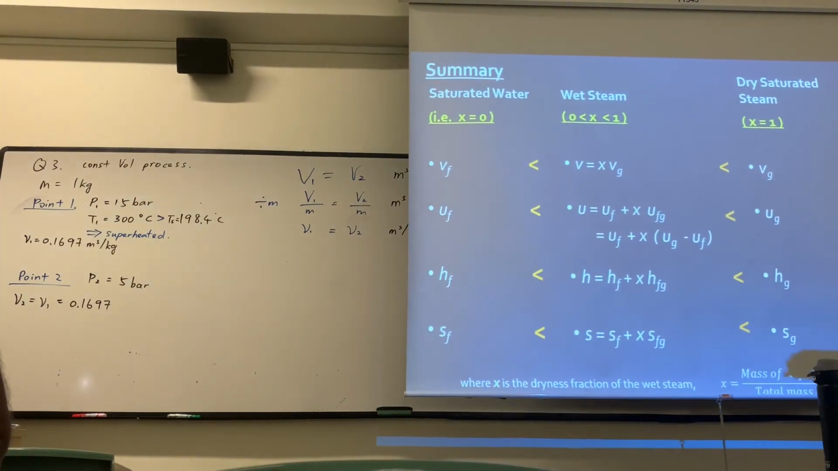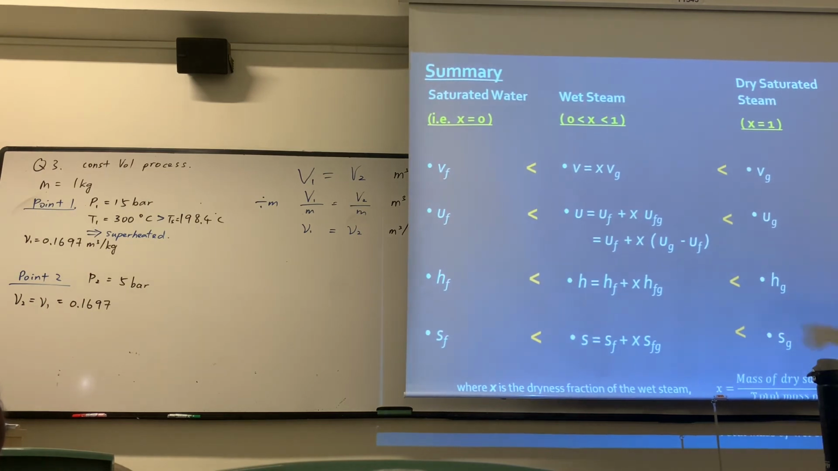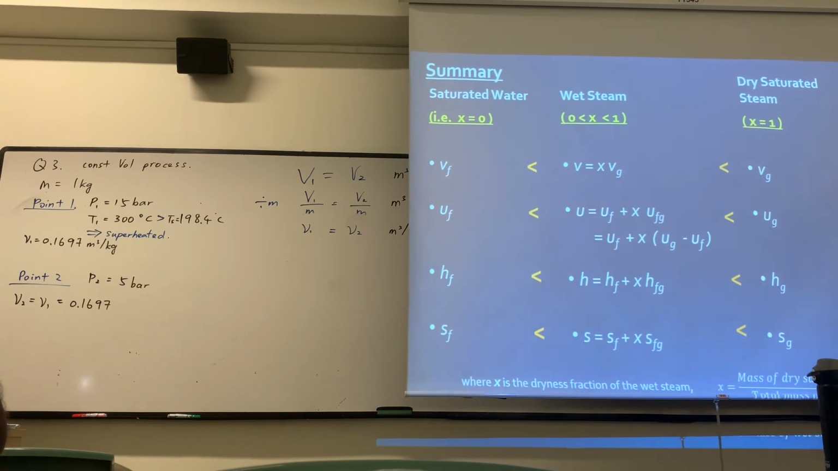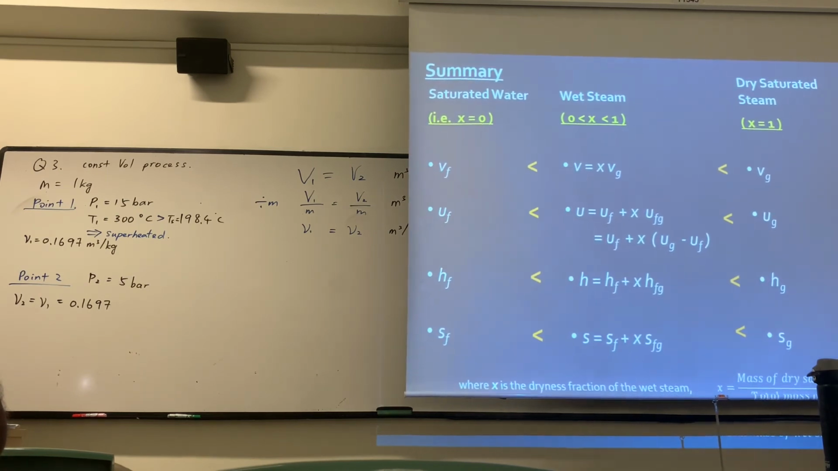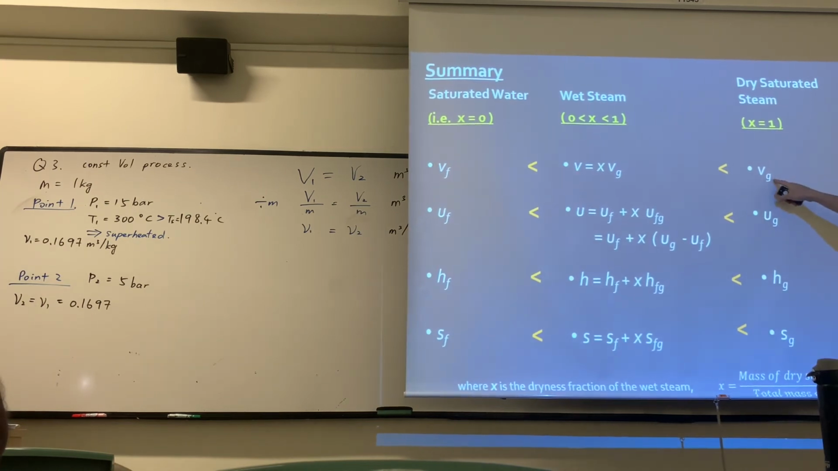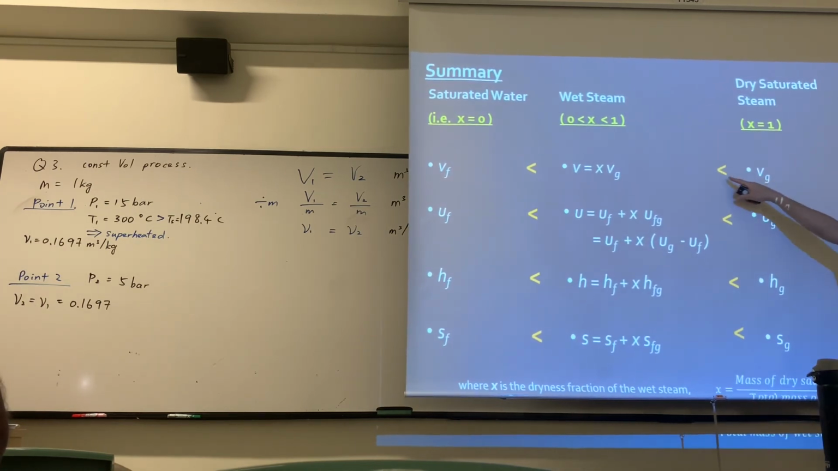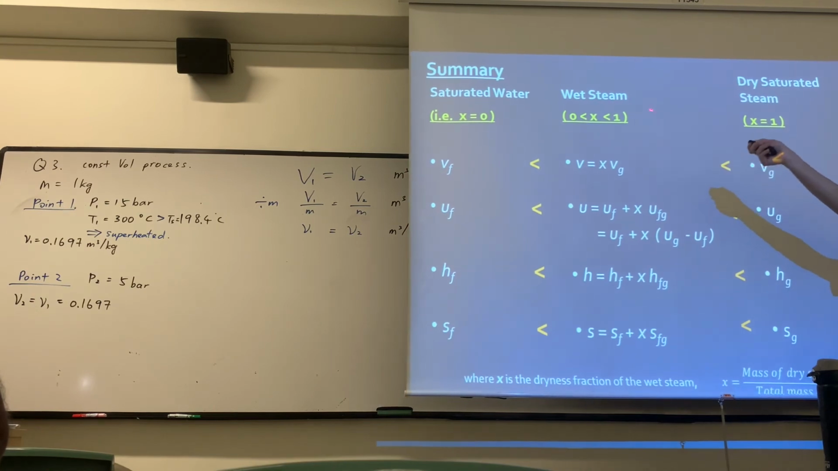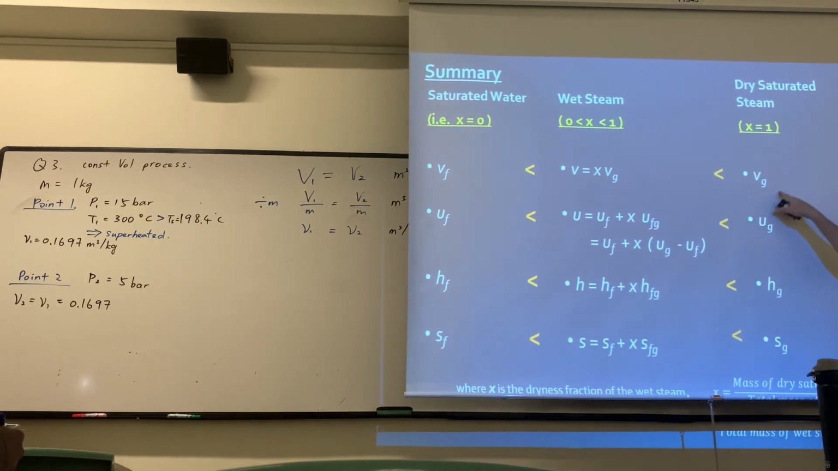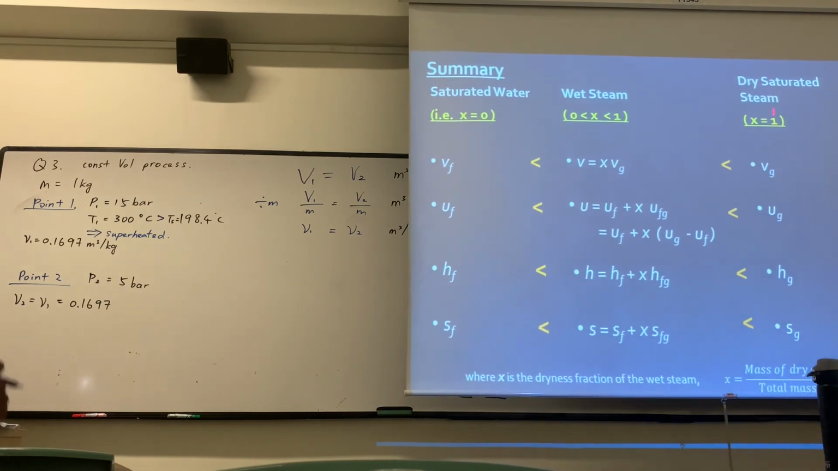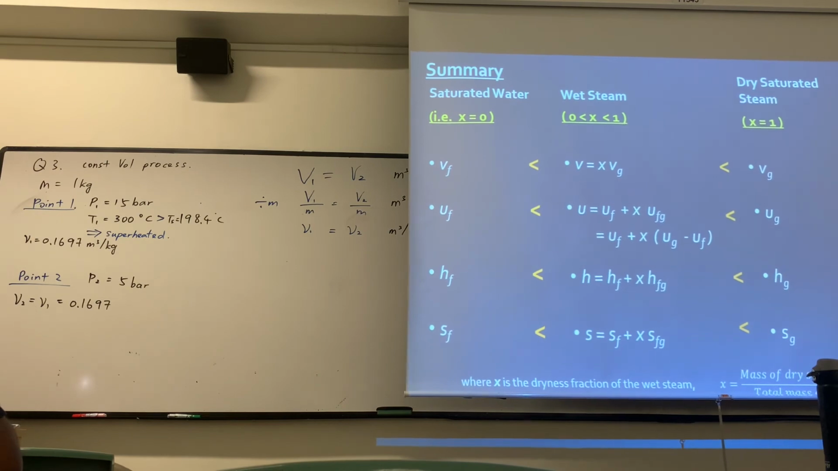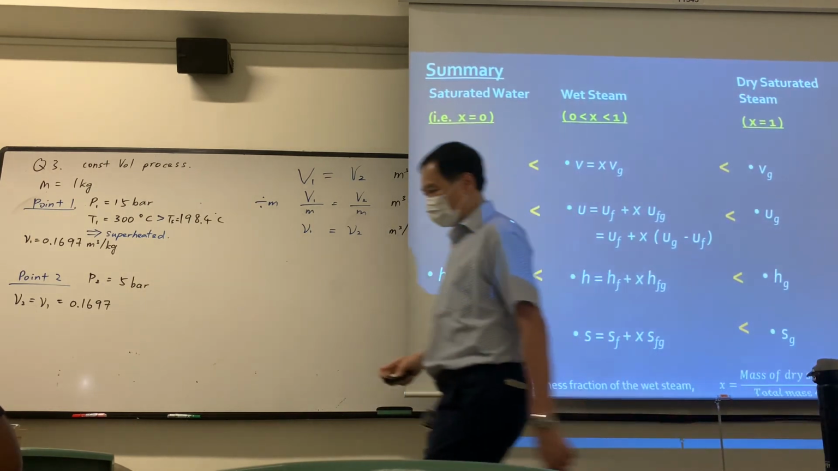If I have a volume and I check versus the Vg, if this is more than Vg, then I know this is superheated steam. If I compare to Vg and found that it's less than Vg, then I know it's a wet steam. So this is how I check. This is the reference. Vg, this dry saturated steam, this x equal to 1, this Vg is my reference.